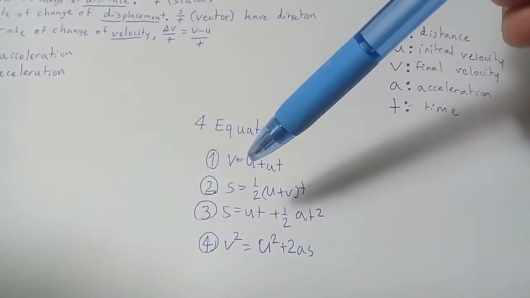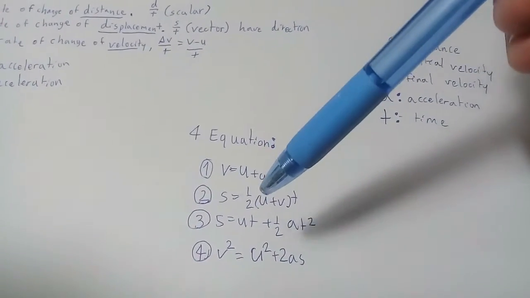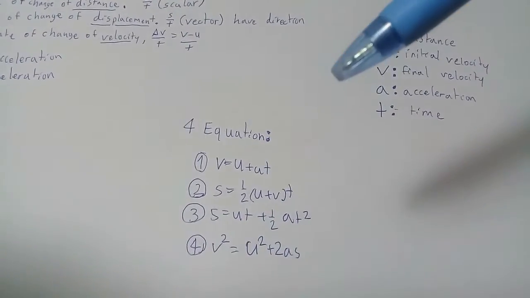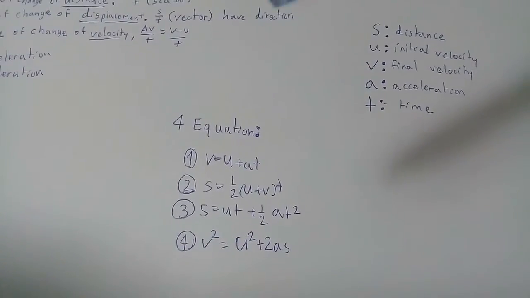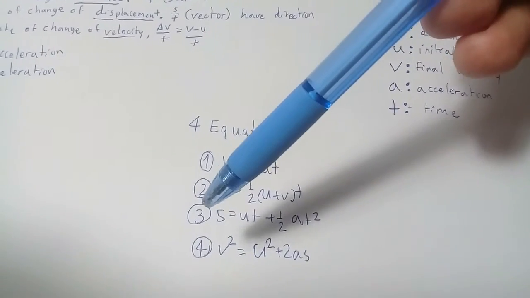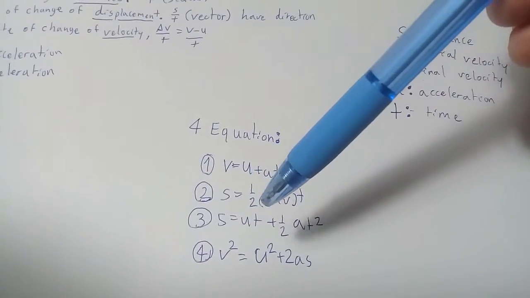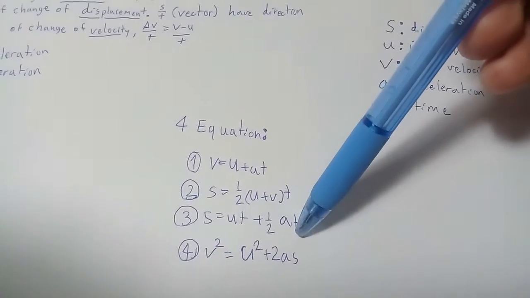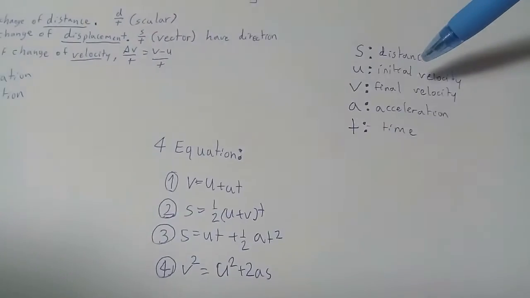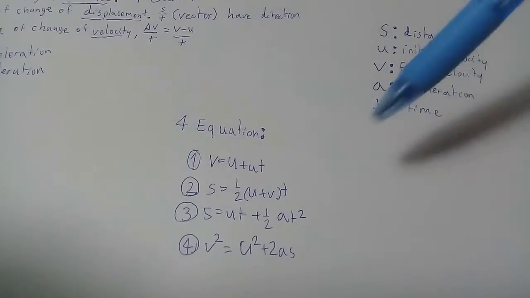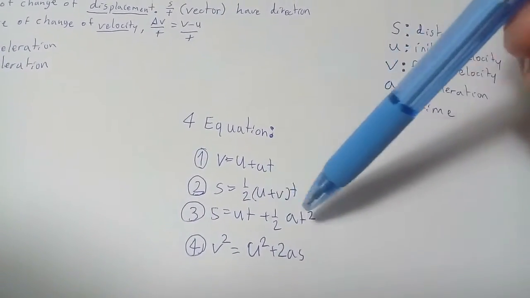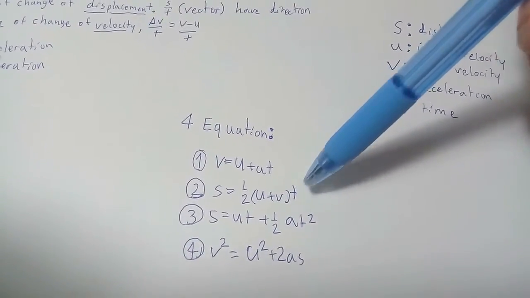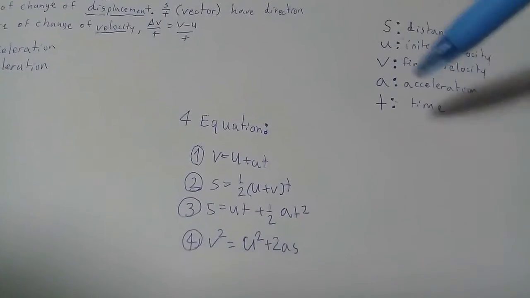Next, s equals 1 over 2 times u plus v multiplied by t. We use this one when there's no acceleration given. Third, s equals ut plus 1/2 at squared. We use this one when the final velocity is not given because there's no final velocity here.